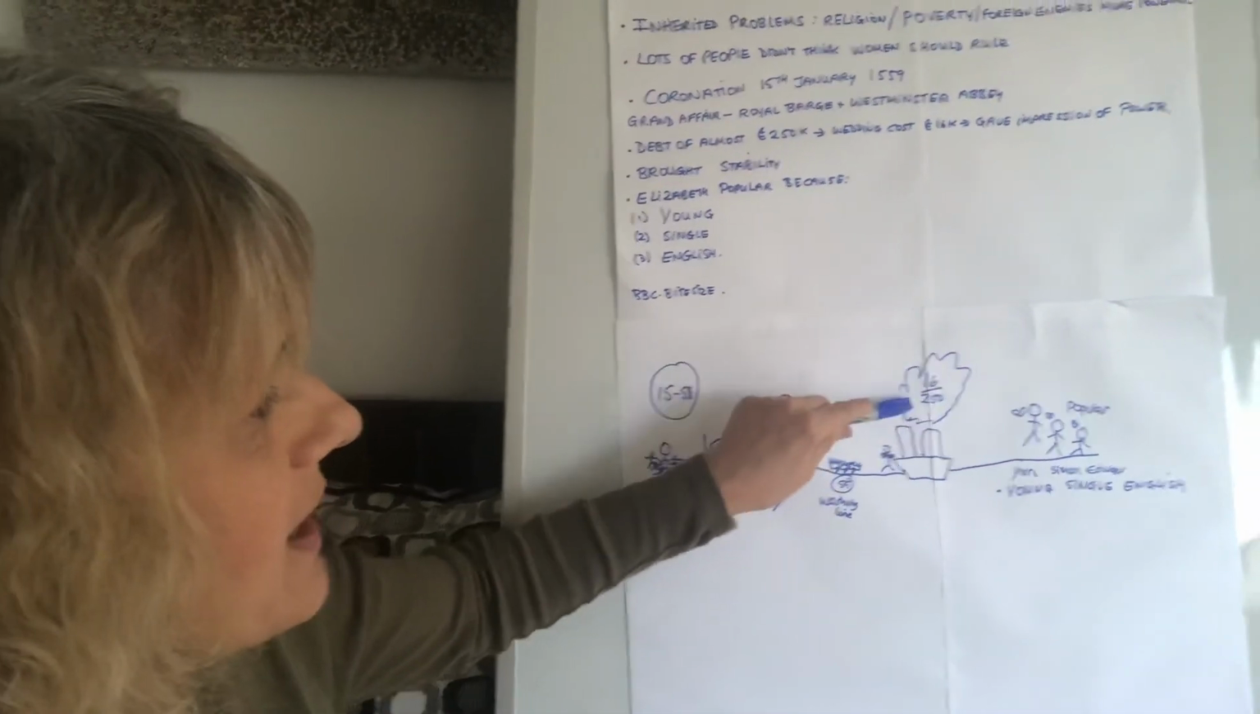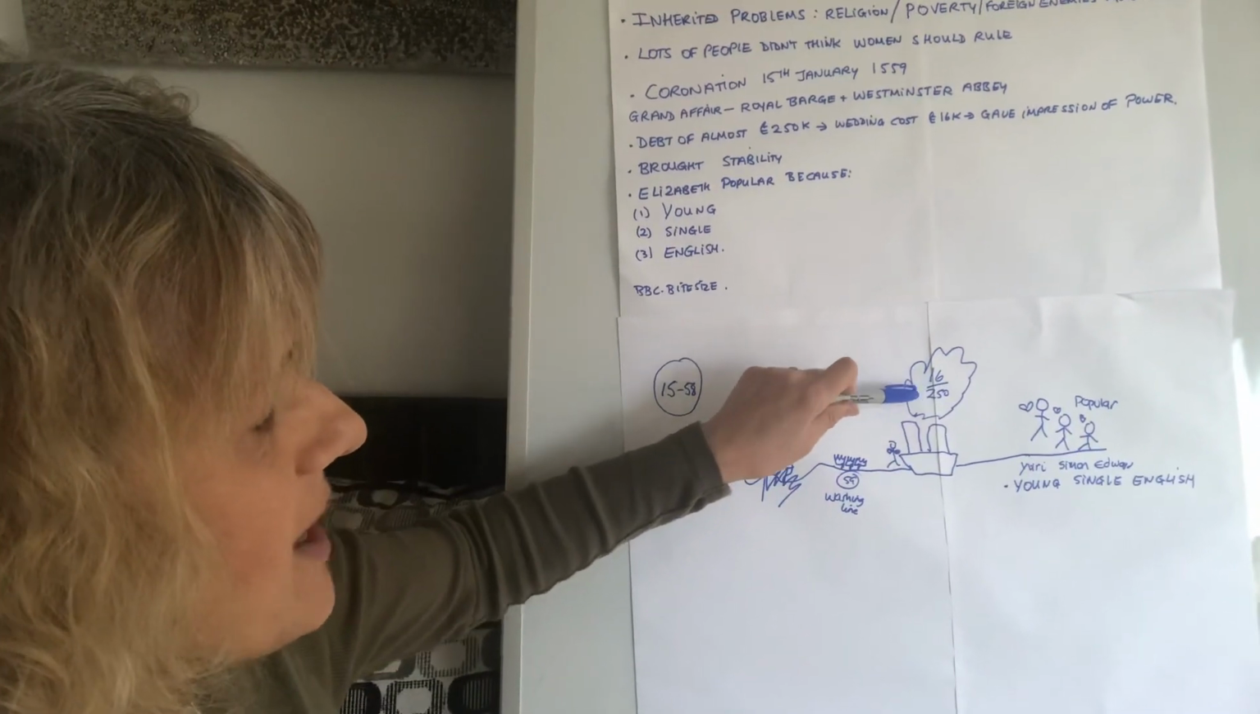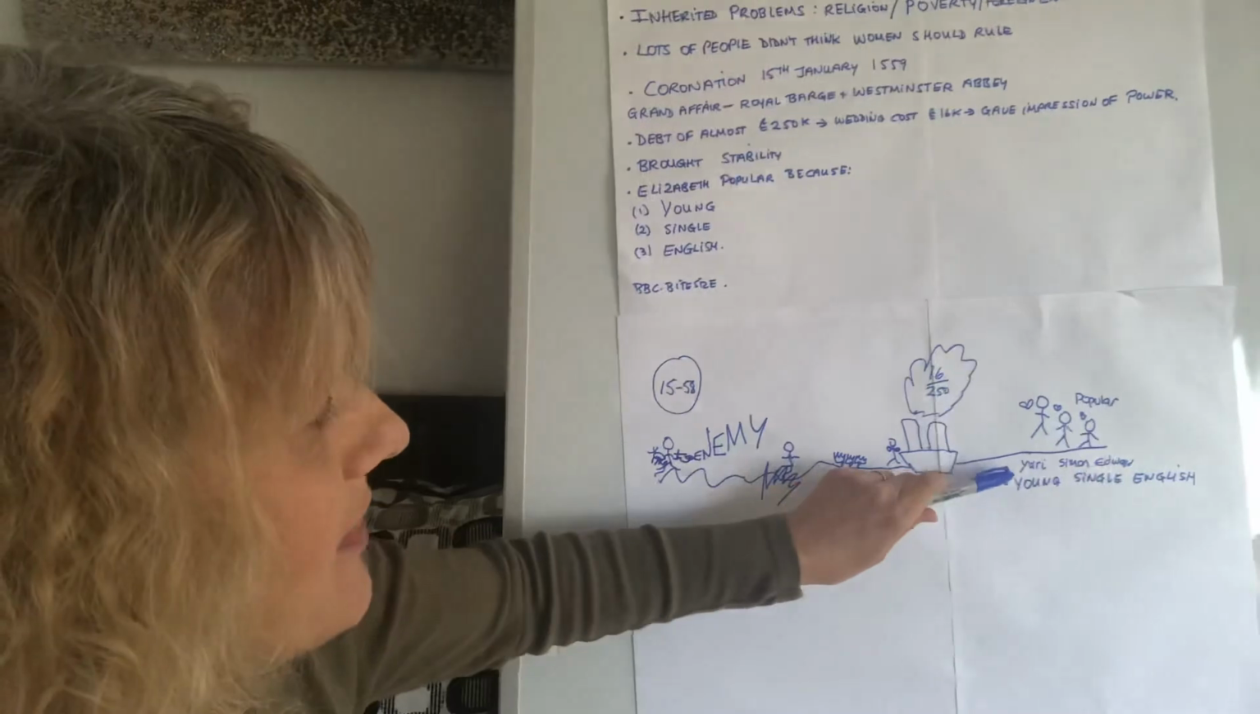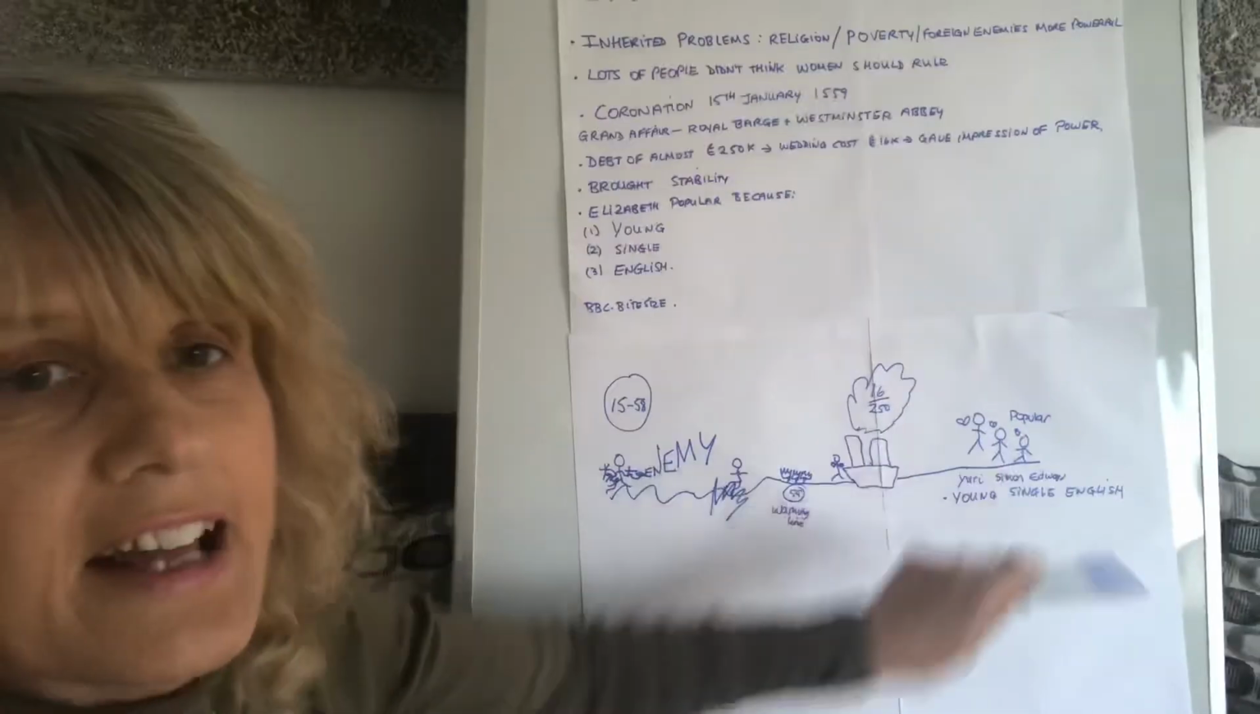You've got out of the funnel then is 16/250. That's to show that she spent 16,000 on the wedding and 250 was in debt. And then she's popular because she was young, single and English. Yuri, Simon and Edward.